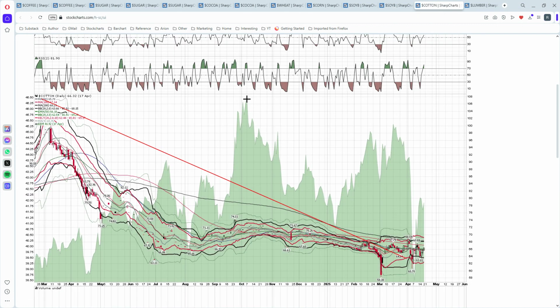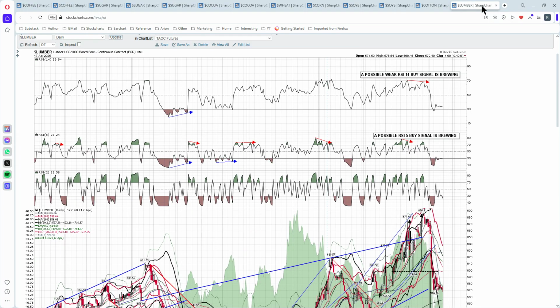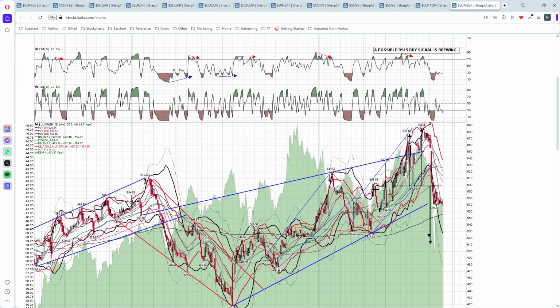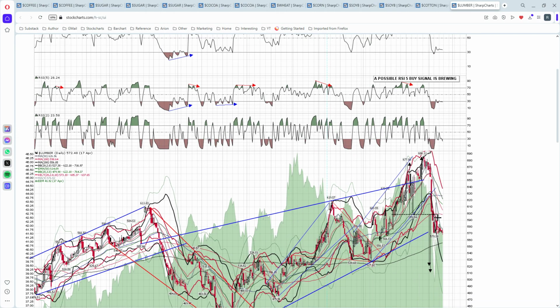On cotton, keeping an open mind on cotton, I don't really have a lean, and there's no obvious pattern set up. On lumber, we've got a double top here, which is broken down, and that's got a target in the 510 to 520 area. We've got a possible RSI 5 buy signal brewing on the daily, possible weak RSI 14 buy signal brewing, and I am wondering if we might have a little double bottom here, which is about to break up. But bigger picture, unless we start seeing some signals fixing, the obvious move is down, and with likely reduction in economic activity, lumber is very, very sensitive to economic activity. So I'd be leaning towards that going down as well.